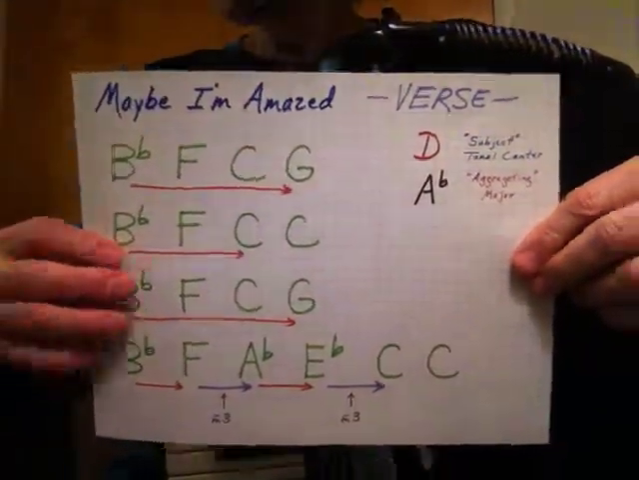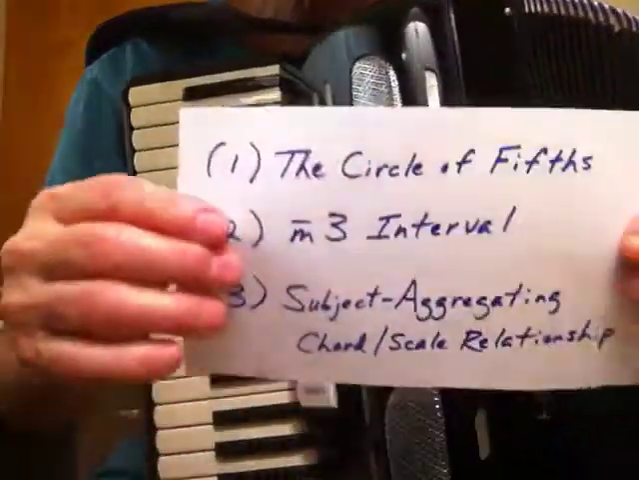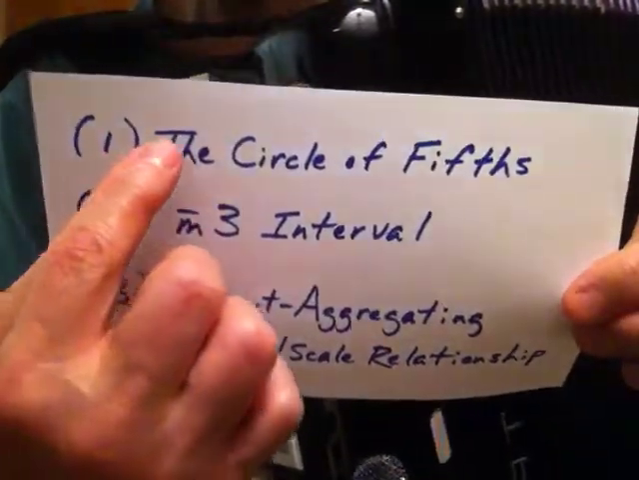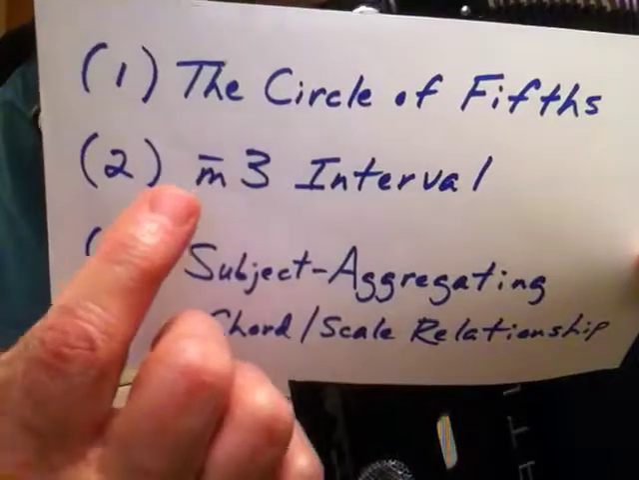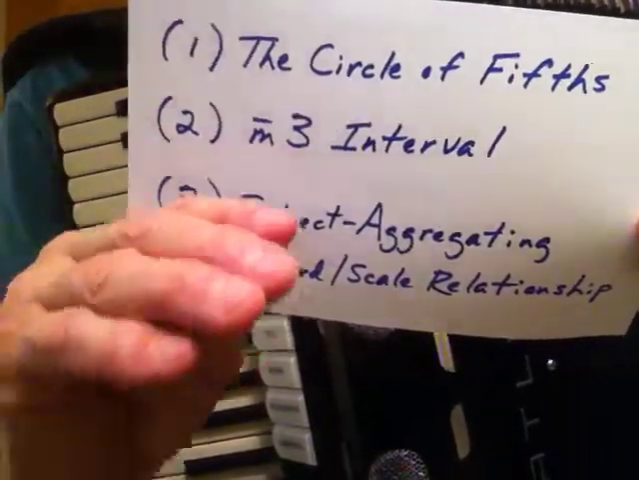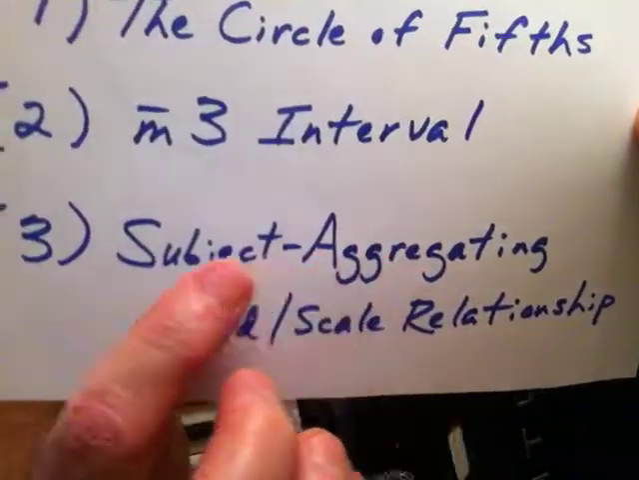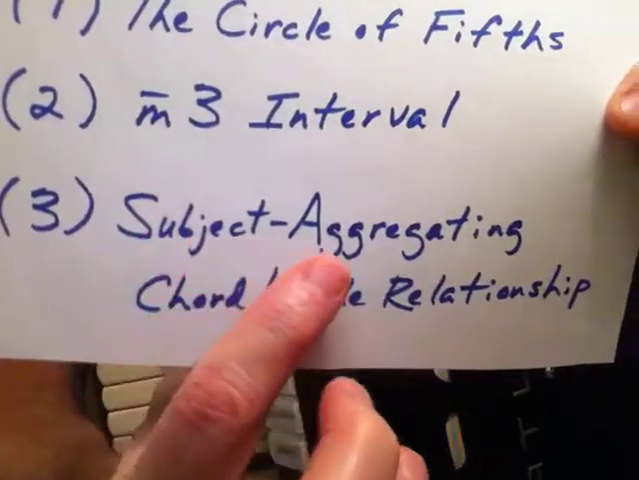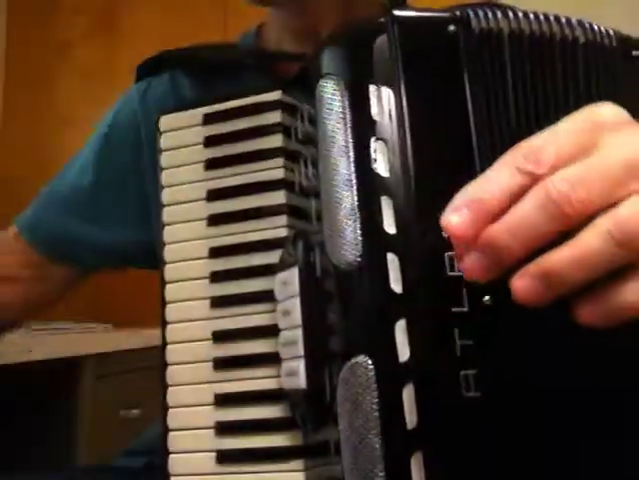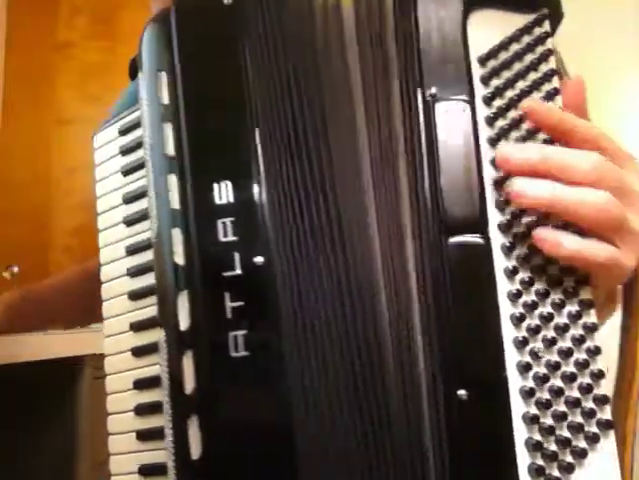This can't be coincidence. So you see already in this song, three of my concepts, the way I look at stuff, are in the song. Circle of fifths, clearly. Minor third interval, placed perfectly in perfect position to get the maximum effect. And he uses the aggregating major. He has your tonal center, and he uses the A-flat aggregating major. He uses these three things. And that's not even the end of it.